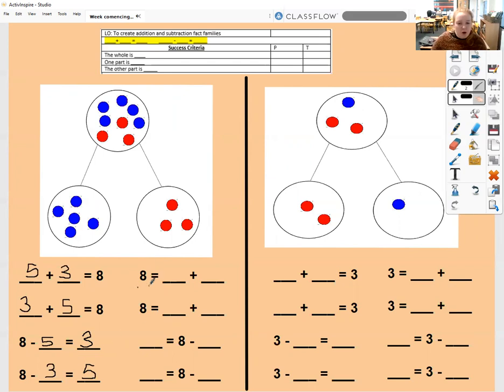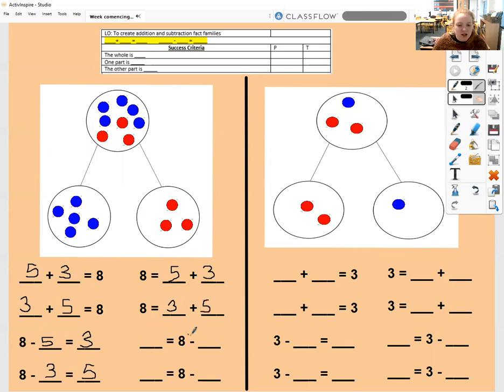So again, our whole is 8. Starting off our number sentence, and it's an addition number sentence, so it's 8 equals something plus something. So 8 equals, let's start with our first part, which is 5, plus our other part, which is 3. And our fact family for that, we're just going to swap our parts over. So 8 is our whole. 8 equals our first part, which is 3, plus our other part, which is 5.